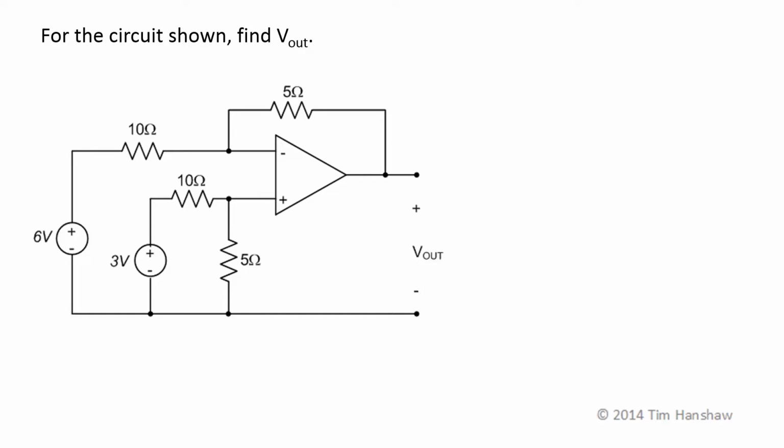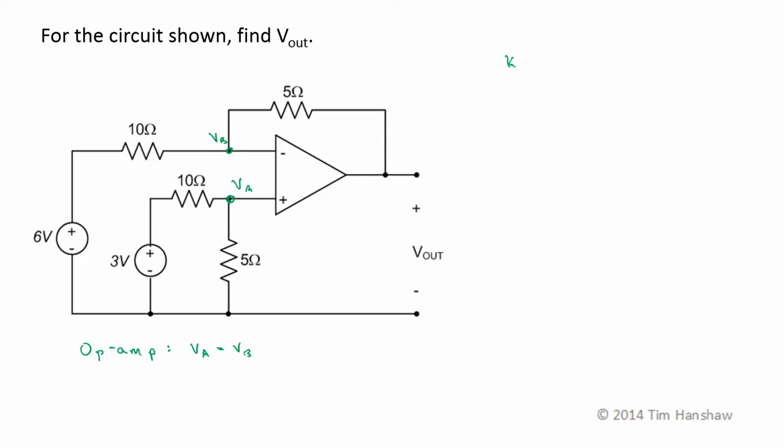Now, as usual, with an op-amp in the circuit, I'm going to apply the op-amp rules first. Let me define a couple of node voltages, say VA and VB, and the op-amp says that those two voltages have to be the same. Now, let's do KCL at the input terminals as kind of a knee-jerk reaction.